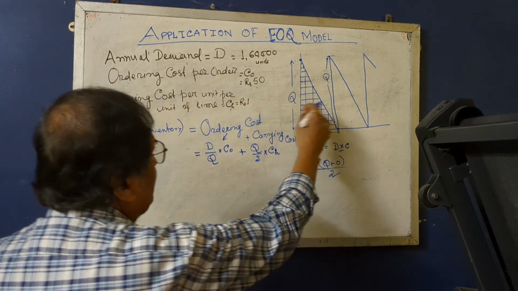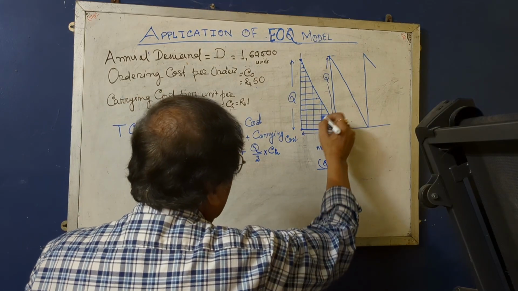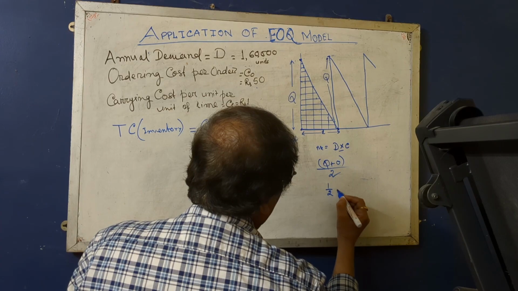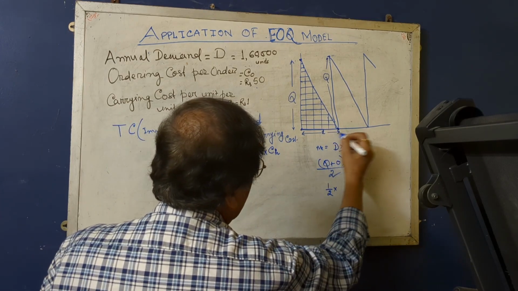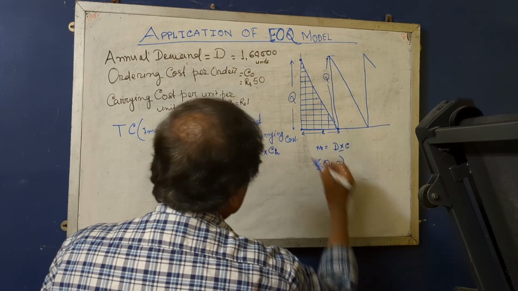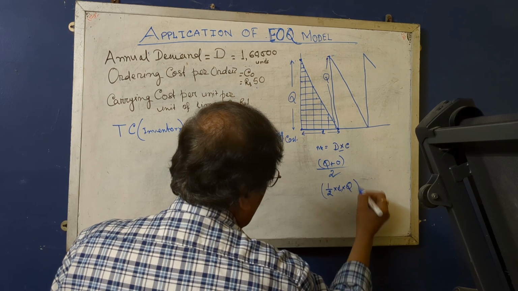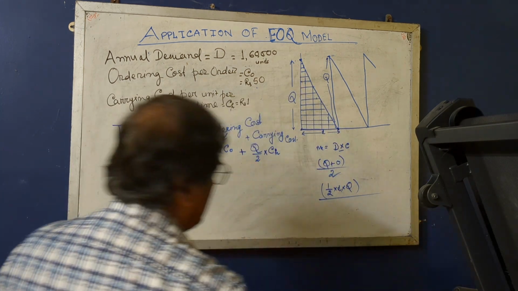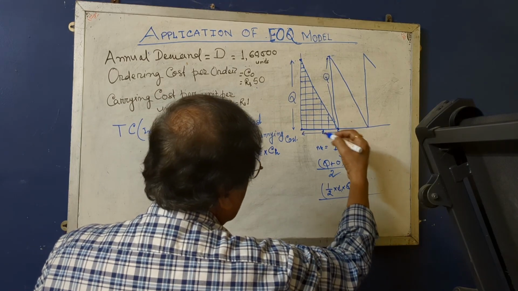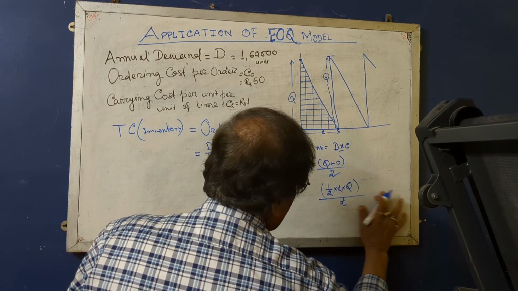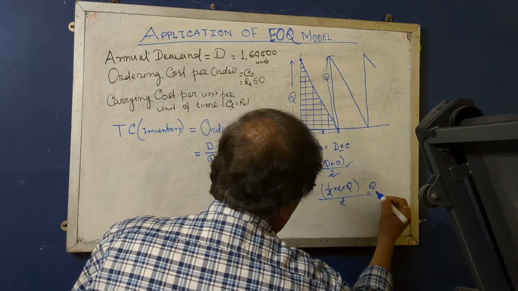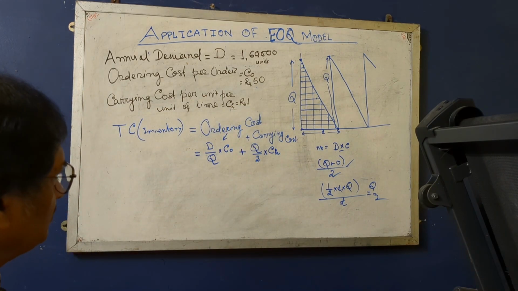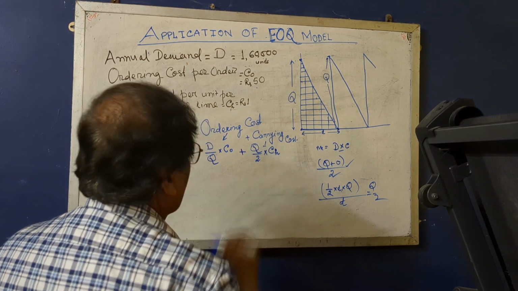You can also find it in a different way. This is the total inventory, the area of the triangle. What is the area of the triangle? We know the area of a triangle is half into base into height. This is the time period. This is the total area of the inventory. What is the average inventory? On an average per unit time, divided by T. Then again the same value Q by 2 will come. In this way you can get the average inventory Q by 2, and this is the carrying cost.